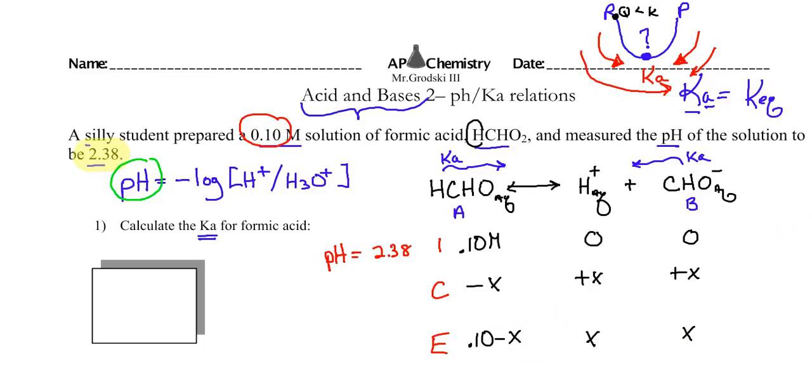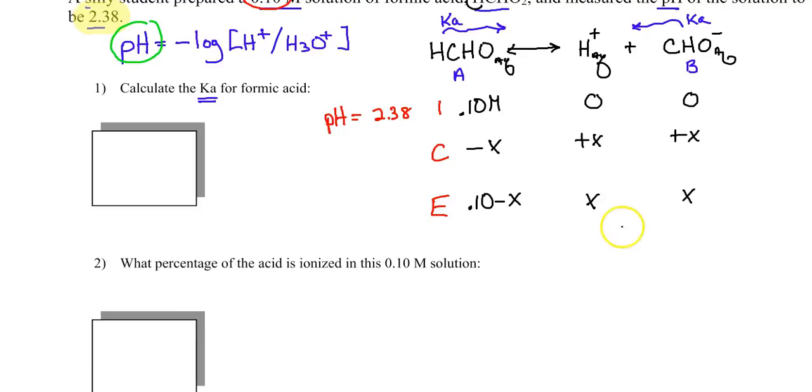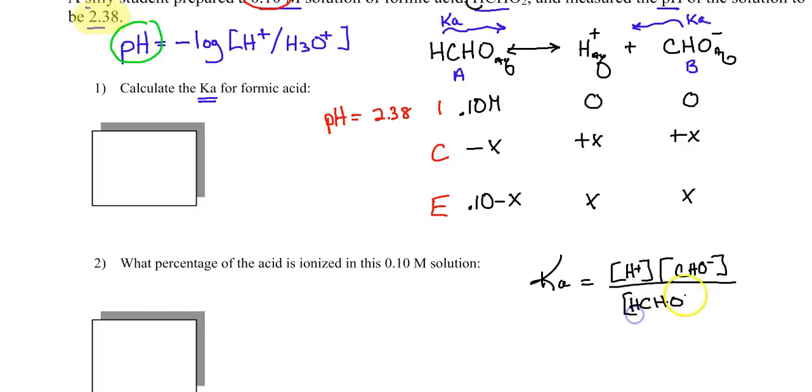Well, if you think what the Ka really is, the Ka is equal to the products, which in this case is the concentration of the H plus and the conjugate base, over the reactants, which is the HCHO concentration. These are all aqueous solutions. Notice there's no 2's or 1's, so the coefficients are 1. So products over reactants, coefficients become exponents, and solids and liquids do not apply. So to solve for the Ka, we're going to need some values. Well, I've got to solve for this.